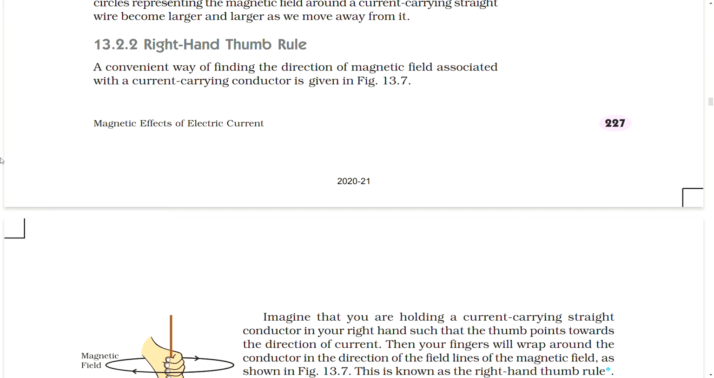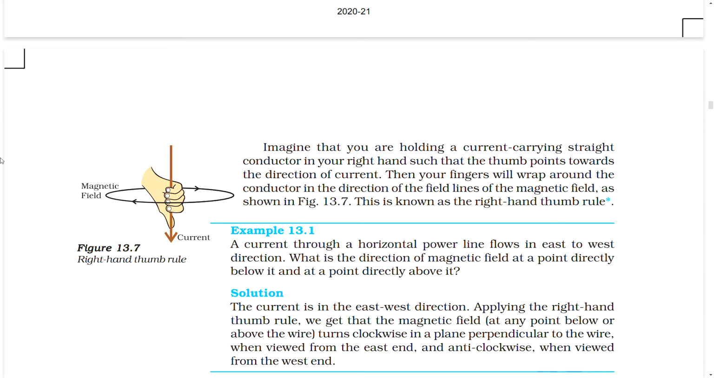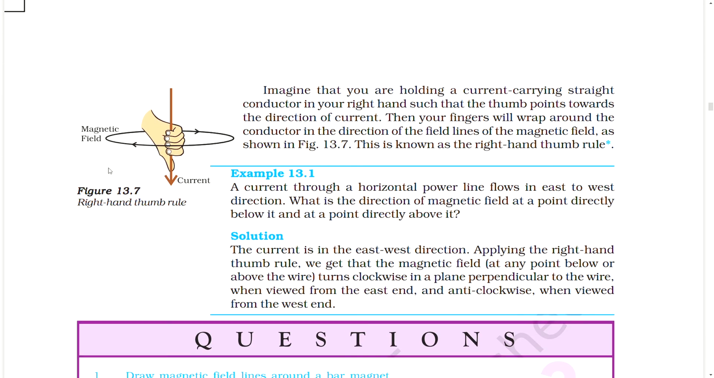Right hand thumb rule. A convenient way of finding the direction of magnetic field associated with a current carrying conductor is given in the figure. Figure: right hand thumb rule. Magnetic field, current. Imagine that you are holding a current carrying straight conductor in your right hand such that the thumb points toward the direction of current. Then your fingers will wrap around the conductor in the direction of the field lines of the magnetic field. As shown in the figure, this is known as the right hand thumb rule.